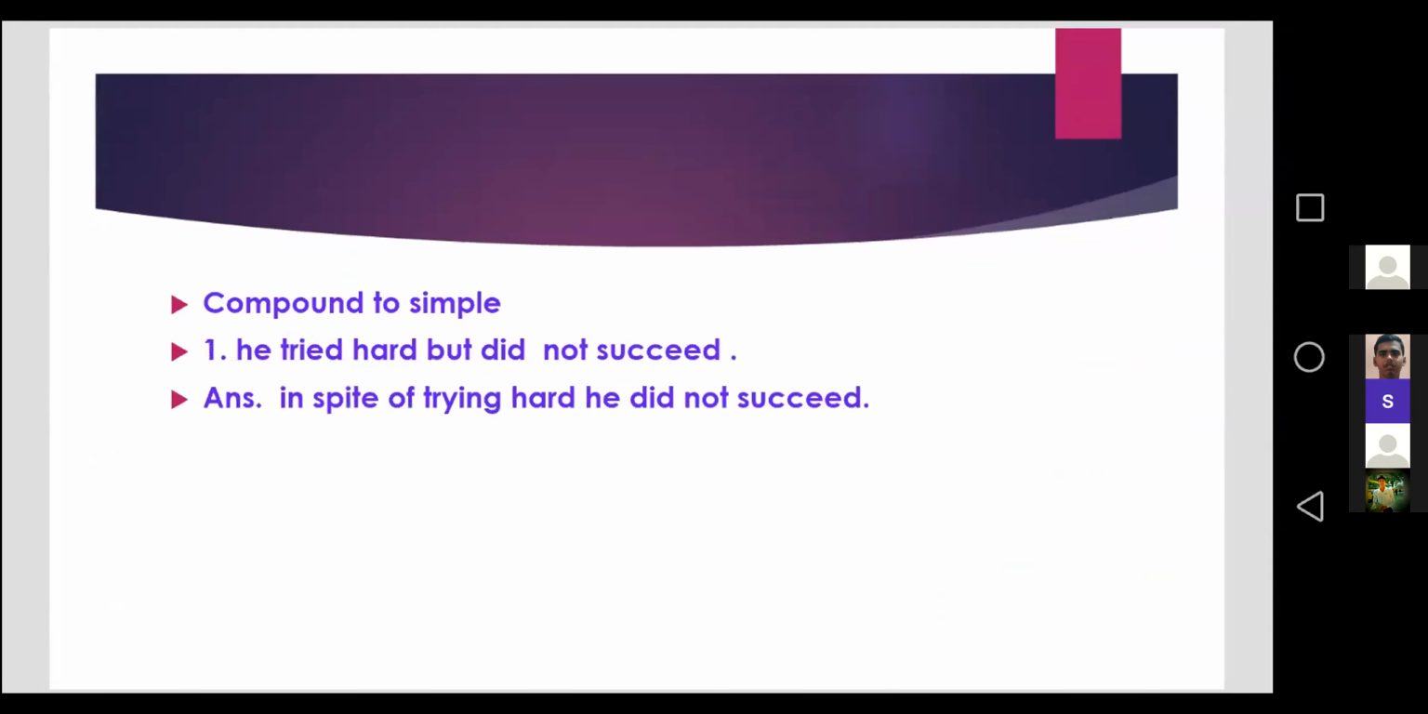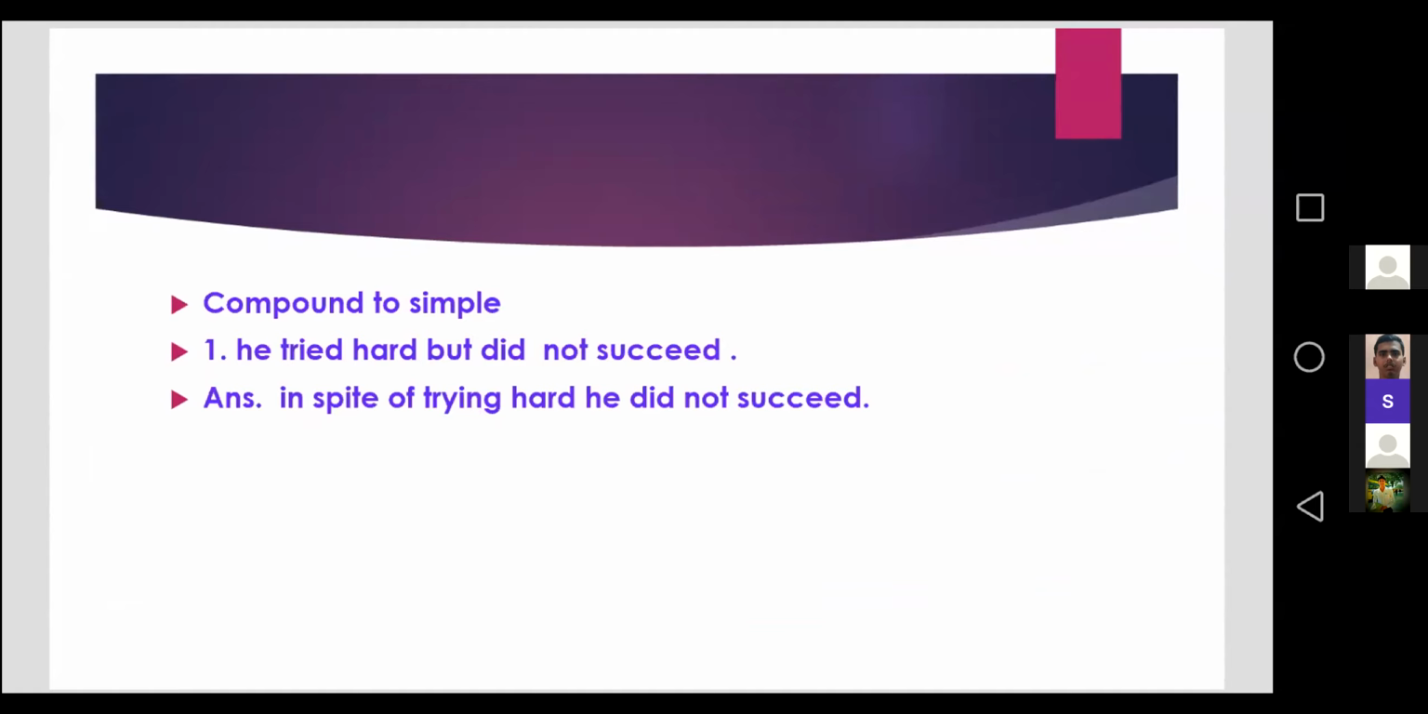Then the other example is compound to simple. Okay, the opposite. In case you have compound to simple, that means you have two independent clauses or more than two, you have to club them into one independent clause. So first of all, you have to remove the coordinator. Coordinator means a coordinating conjunction. Example, he tried hard but did not succeed.